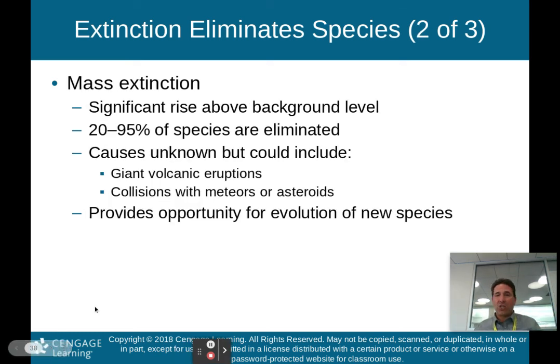Mass extinctions occur when you get a significant rise of extinctions above that background level. So in a mass extinction, 20 to 95% of the species on the planet are eliminated. Causes are unknown, but could include volcanic eruptions, collisions with meteors, asteroids, things like that. While extinctions are bad, they're also good because they actually provide opportunity for evolution of new species.